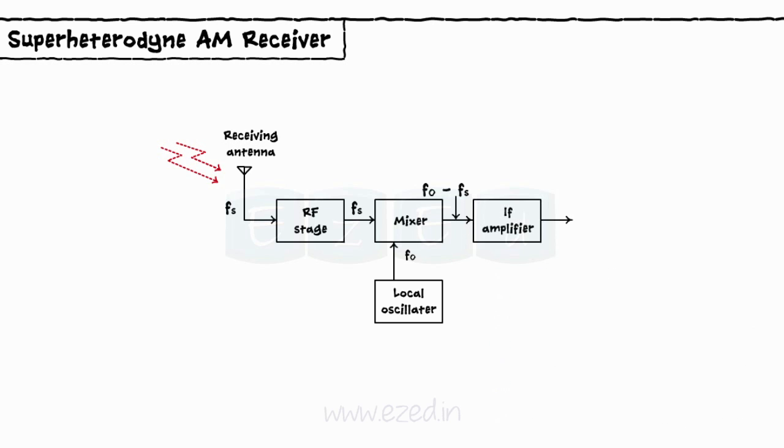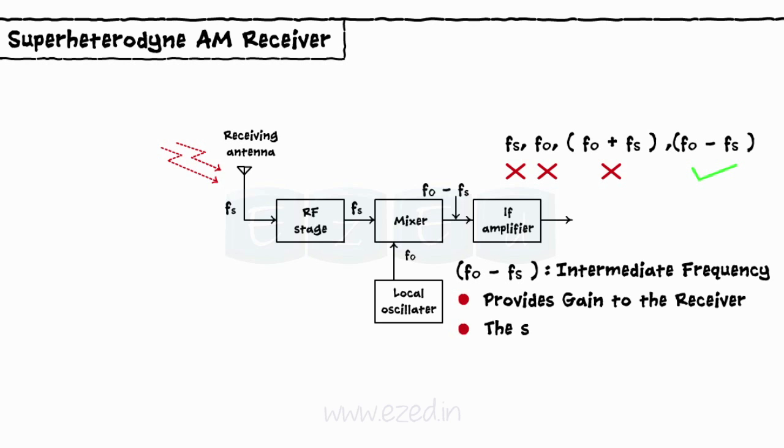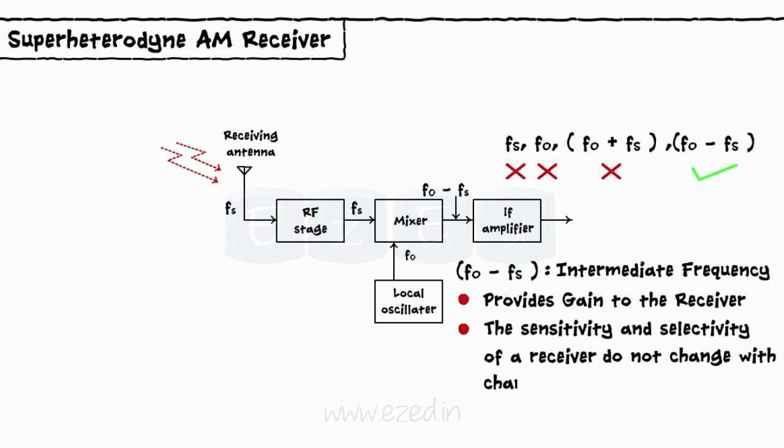Intermediate frequency, IF. Out of the four frequencies produced by the mixer, the difference component Fo minus Fs is selected and all others are rejected. The difference component is called the intermediate frequency. This IF signal is then amplified and it provides most of the gain to the receiver. Hence, the sensitivity and selectivity of the receiver do not change with the change in incoming frequency.